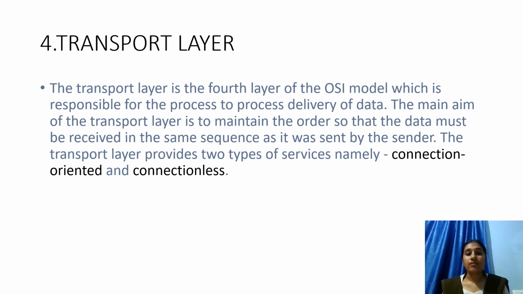Transport layer. These are the upper layers. The transport layer is the fourth layer of the OSI model, which is responsible for process to process delivery of data. The main aim of the transport layer is to maintain the order so that the data must be received in the same sequence as it was sent by the sender. The transport layer provides two types of services, namely connection-oriented and connectionless.